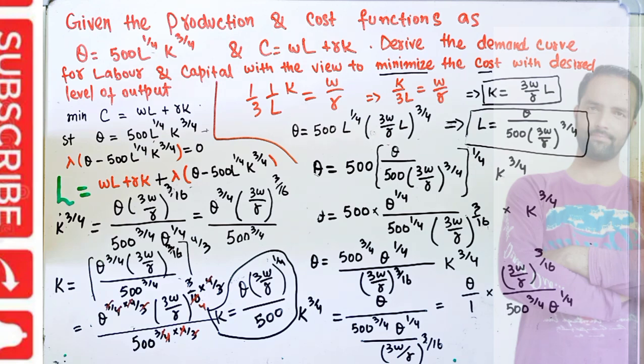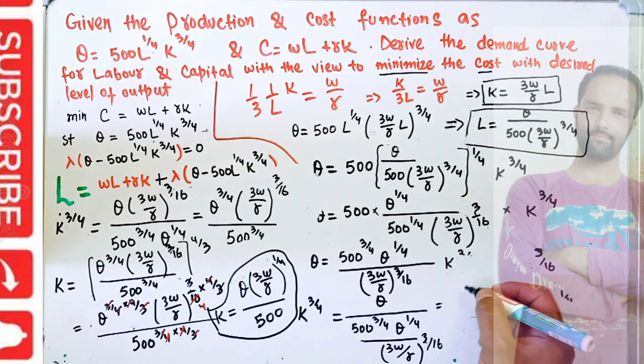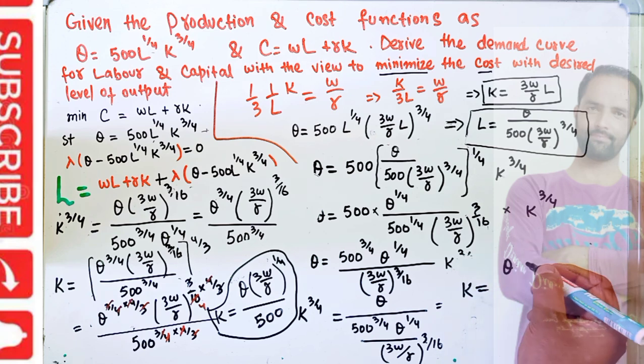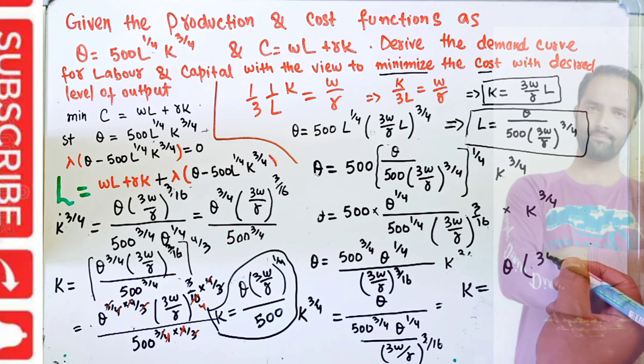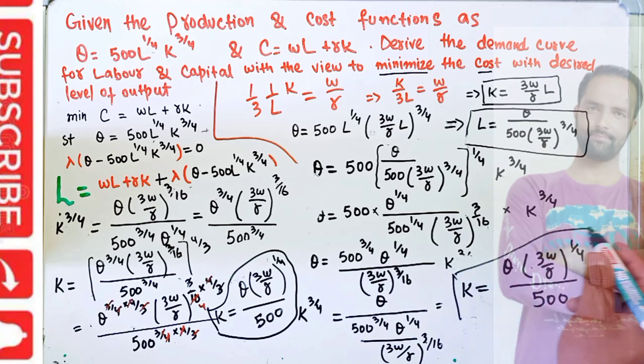So this is our demand function for capital. Let me write it here. The demand function for capital, we got k is equal to q raised to the power 3, (w upon r) raised to the power 1 upon 4, divided by 500. This is the demand function for capital.